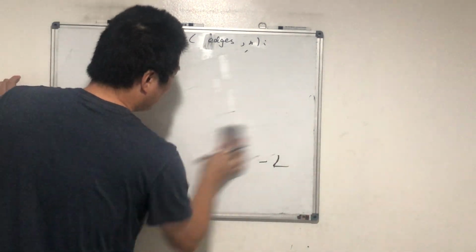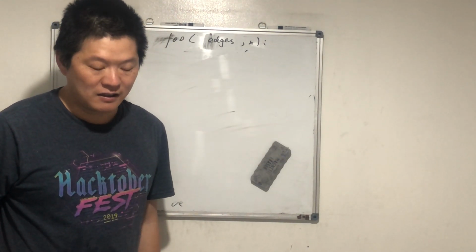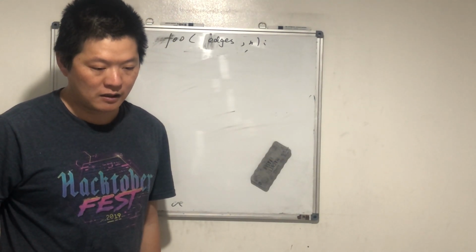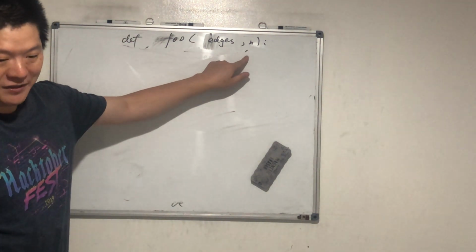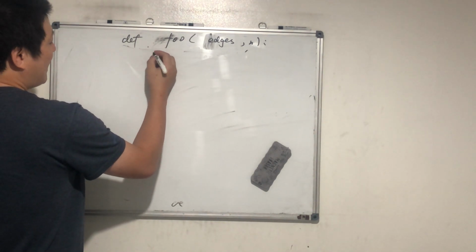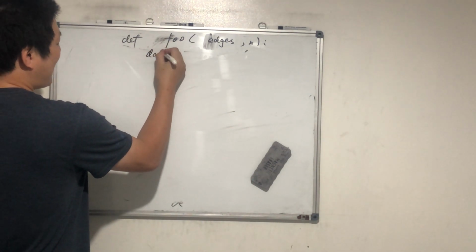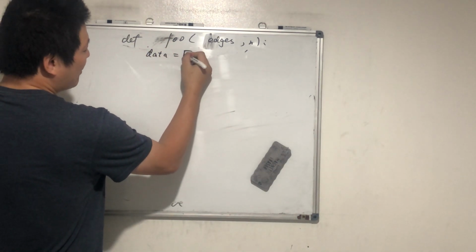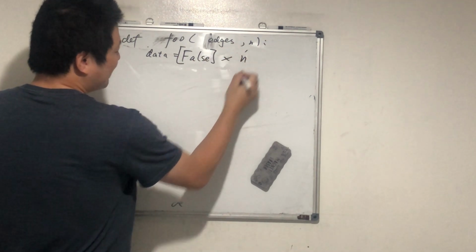But how do you know how many people there are? There are n people, look at the given n people. So let's say we call it data. Data equals false times n. What does it mean?